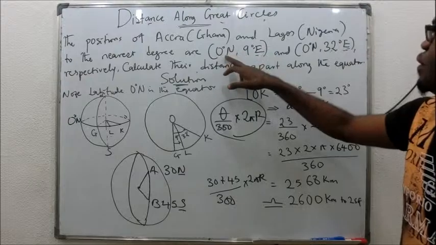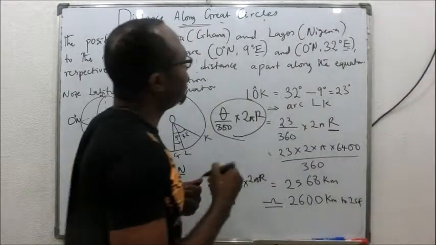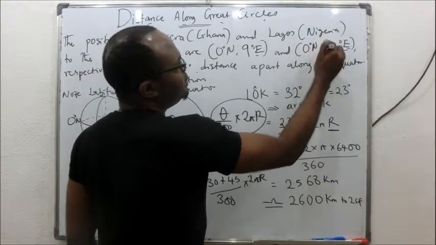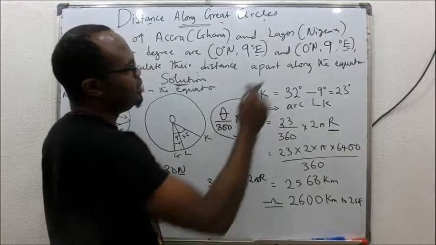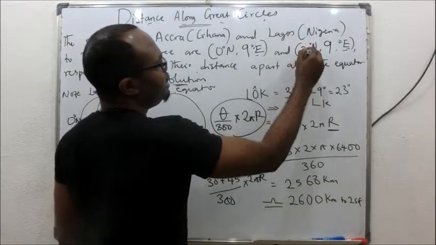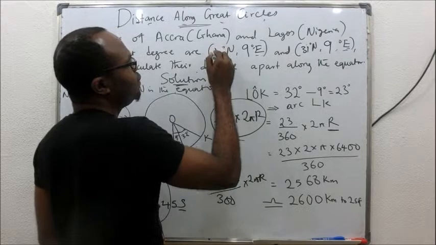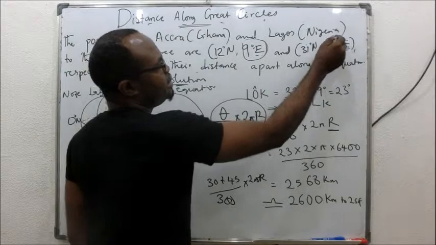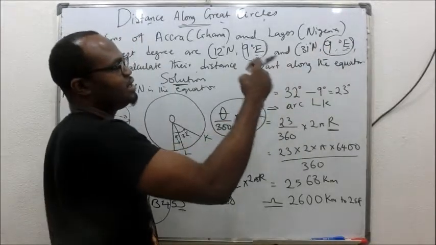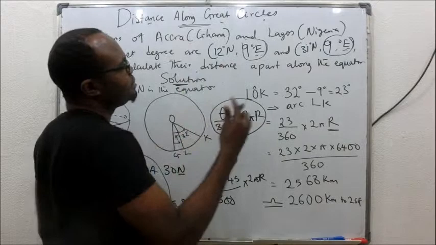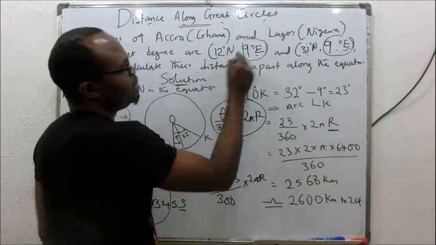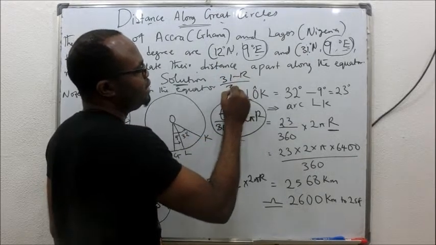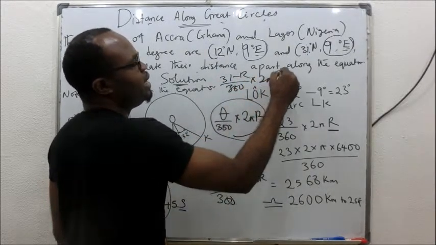The same thing if you're considering the, had it been you came here and you saw 9 here and also 9 here. Now you now have here 31 and here you have 12. What are you supposed to do? You're supposed to forget about this because this is the same as this. They are constant. That means you're calculating along the meridian. So this is what you're considering. And the two of them are north. So what do you do? You subtract. It will be 31 minus 12 all over 360 times 2 pi r.